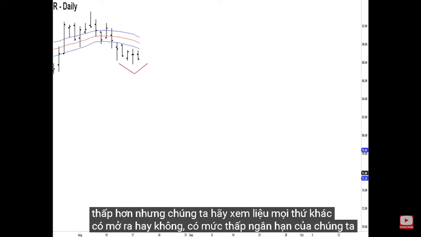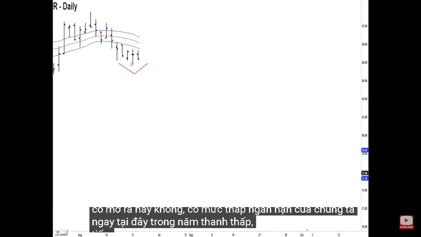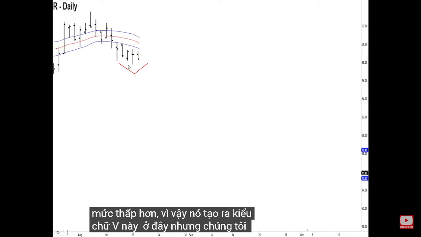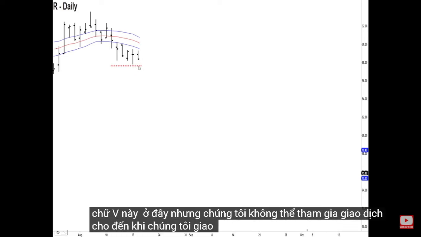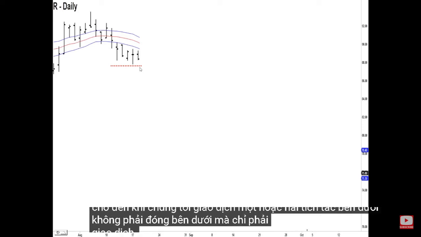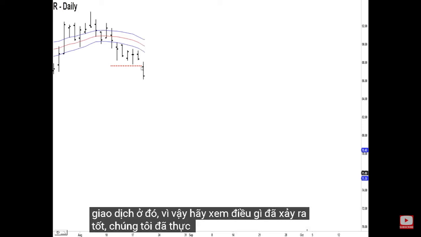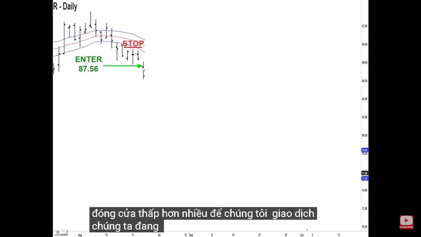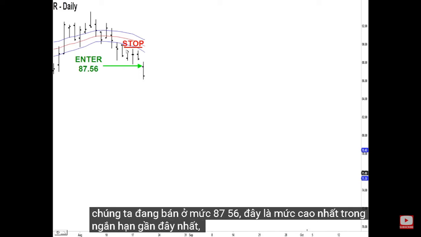There's our short-term low right here within the 5 bars. Low followed by a lower low followed by a higher low, so it creates this type of a V here. But we can't enter the trade until we trade 1 or 2 ticks below. Don't have to close below, just have to trade there. So let's see what happened. Well, we did. We actually opened lower and closed much lower. So we're in the trade. We're short at 87.56.